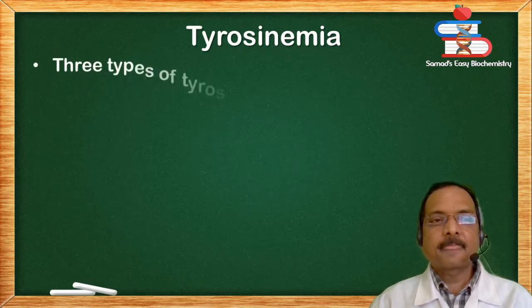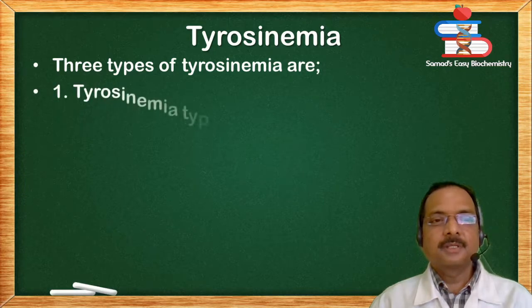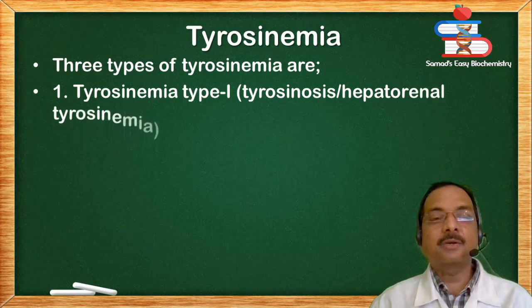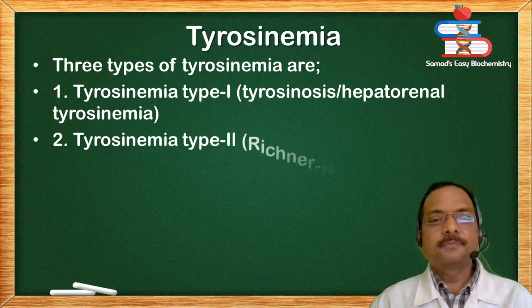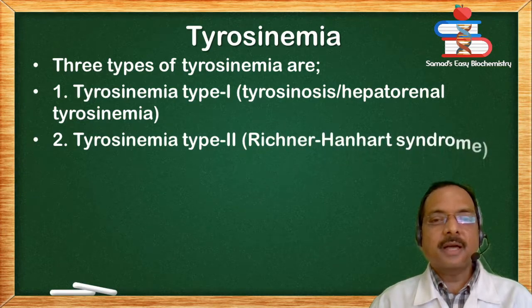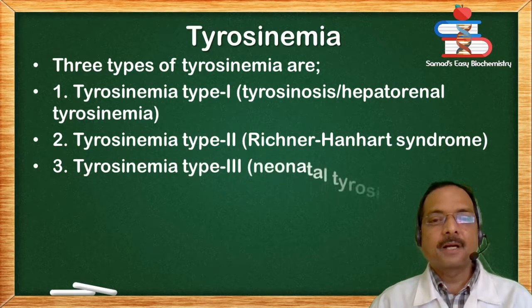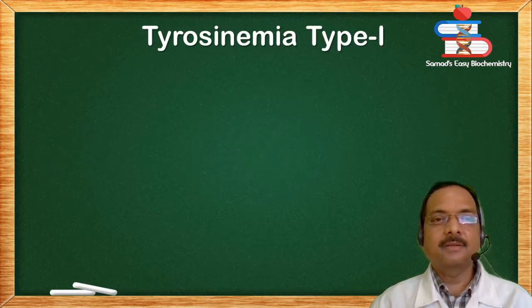Tyrosinemia. 3 types of tyrosinemia are Tyrosinemia type 1 or tyrosinosis or hepatorenal tyrosinemia, Tyrosinemia type 2, Richner-Hanhart syndrome, and Tyrosinemia type 3, neonatal tyrosinemia. Let's see them one by one.